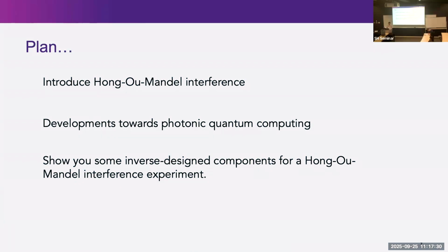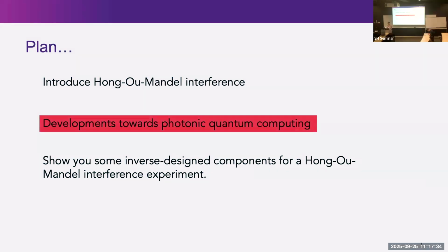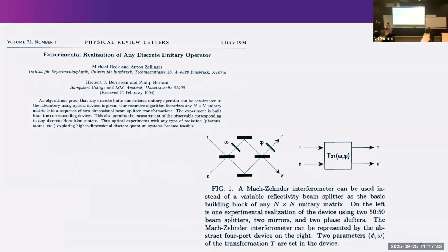Okay? So now I'll go through, as I've said, this is not going to go for 2 hours, definitely. I'll just show you what has happened since Hong-Ou-Mandel. But first, what do we need for a photonic quantum computer? You need single qubit gates. I think of them as just unitary operations.